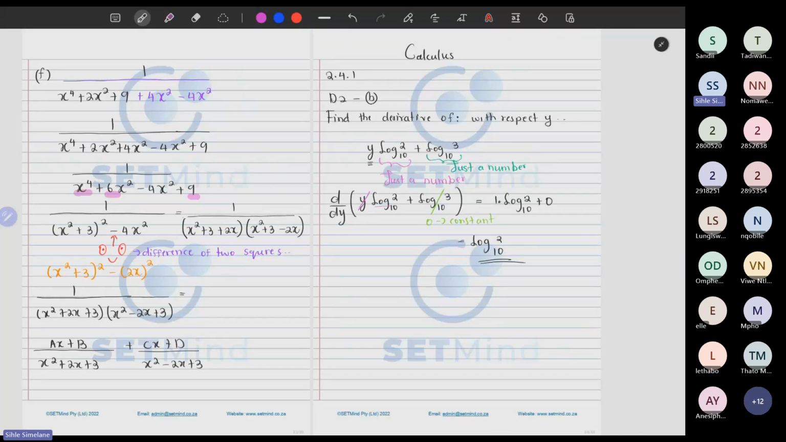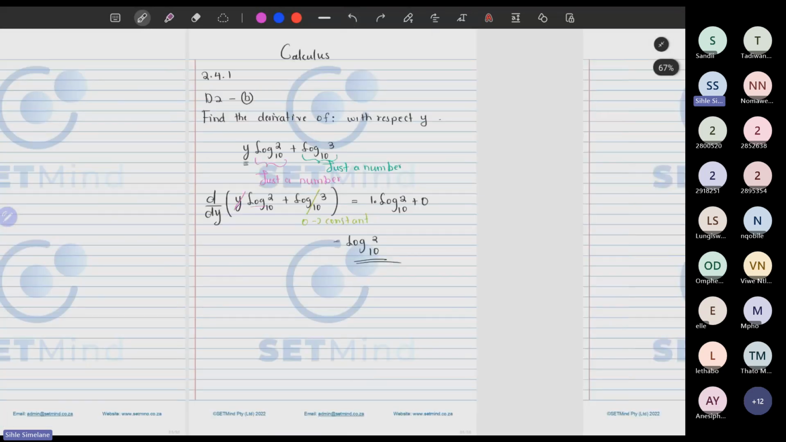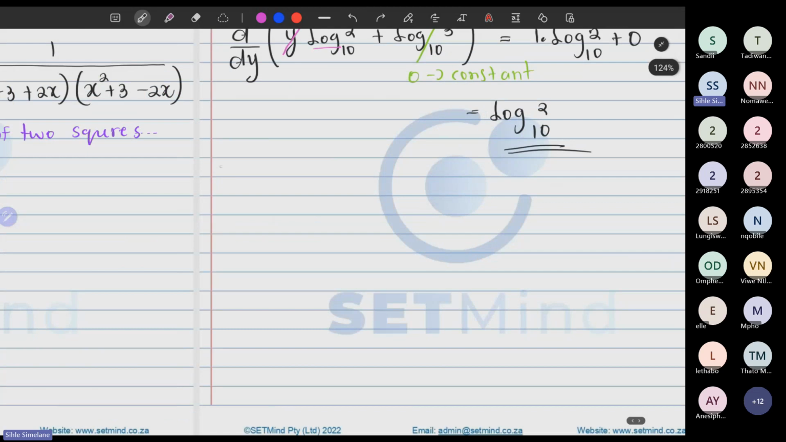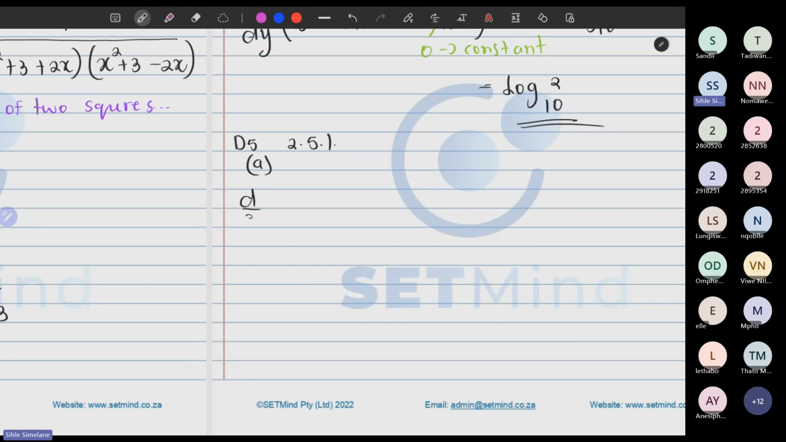Okay, let's quickly go to D5A. We are still on calculus. So we are at D5A under 2.5.1. If you look at A, they are saying find the derivative with respect to x. Essentially, what we are differentiating is negative sine x plus square root 3 cos x. Let's go ahead and start here.